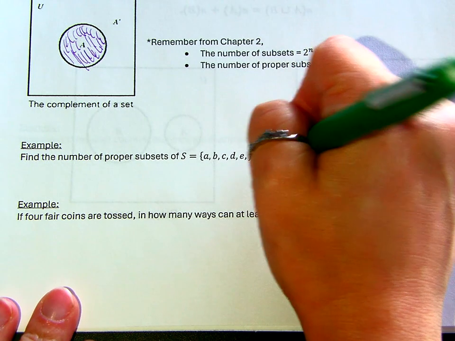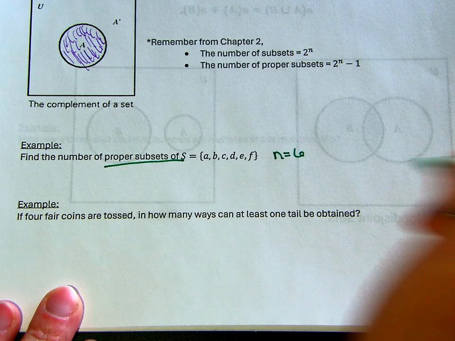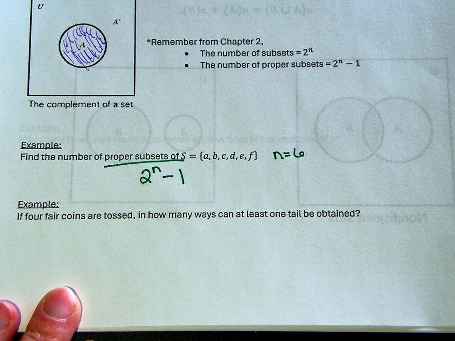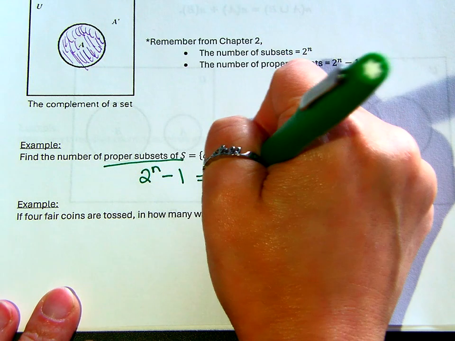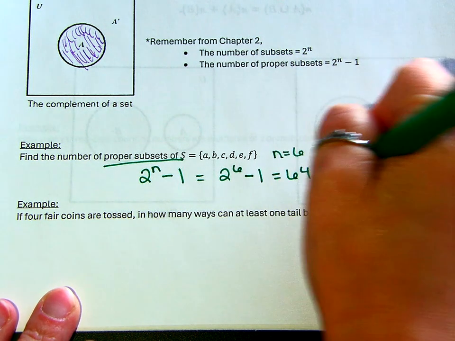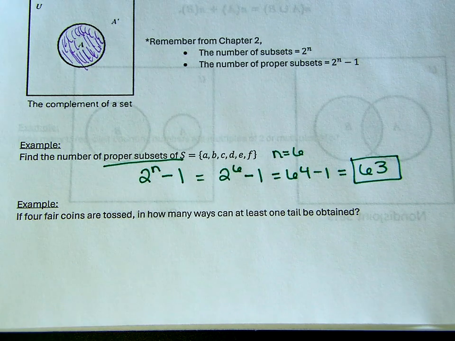So our n in this case is 6. And since it wants proper subsets, I'm going to take 2 to the n minus 1 to find the number of proper subsets. 2 to the 6th power minus 1, 64 minus 1, which is 63 proper subsets. Some of your problems are just like that, just finding the number of subsets, or proper subsets.